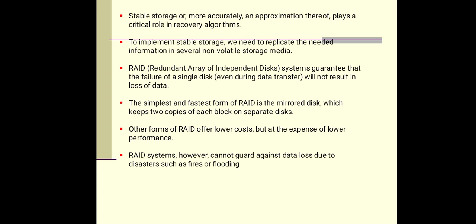The simplest and fastest form of RAID is the mirrored disk, which keeps two copies of each block on separate disks. So each block is copied two times. Other forms of RAID offer low cost but at the expense of lower performance.